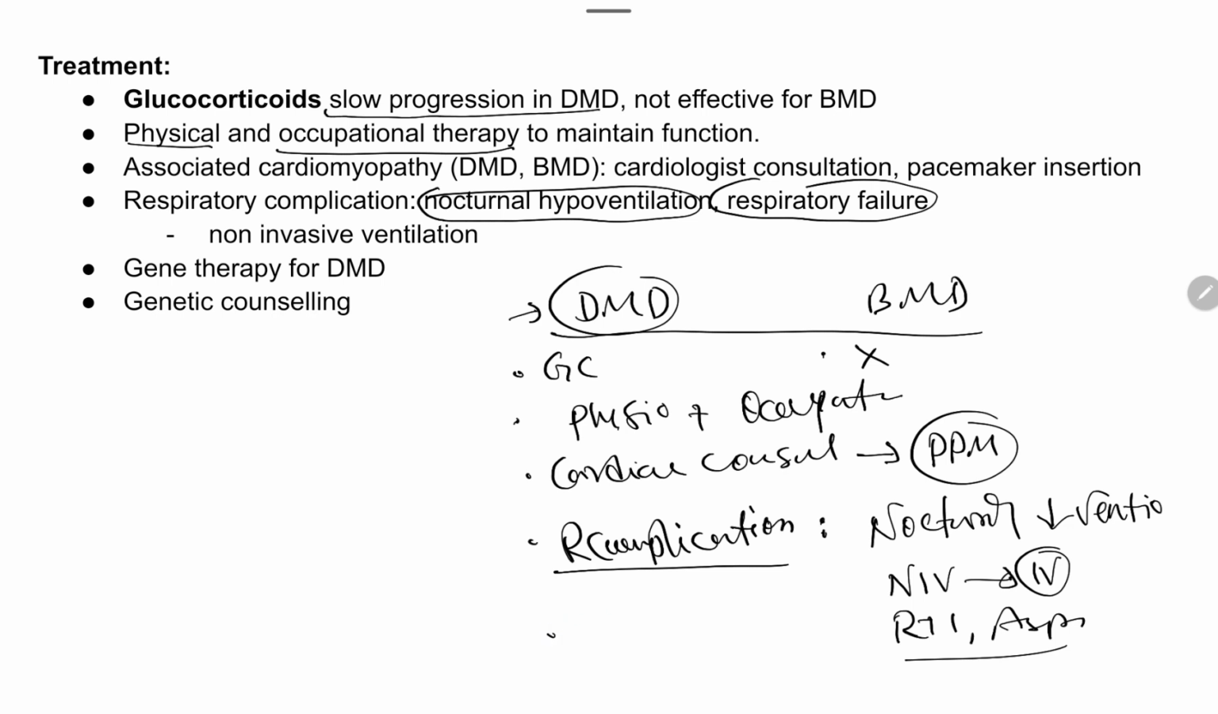In DMD patients, with the recent advancement in medical science, gene therapy is available, but not in BMD. In both cases, as part of consultation, the patient and the patient's family should have a genetic counseling session. It is most important. A genetic counseling session should be given by the treating physician or treating team to the family of DMD and BMD patients.